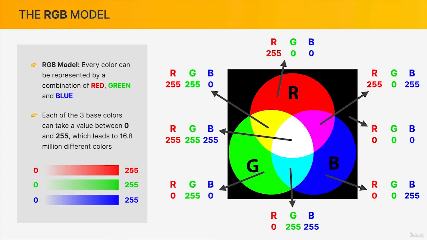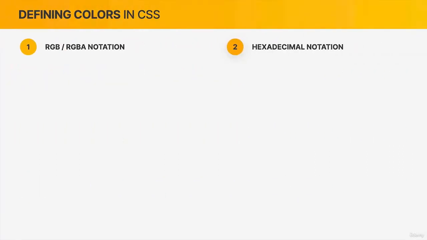And now that we have a very basic understanding of how the RGB model works, let's actually see how we can represent or how we can define colors in CSS. So in CSS, we have two ways of writing colors using the RGB model. And those are the RGB notation and the hexadecimal notation.